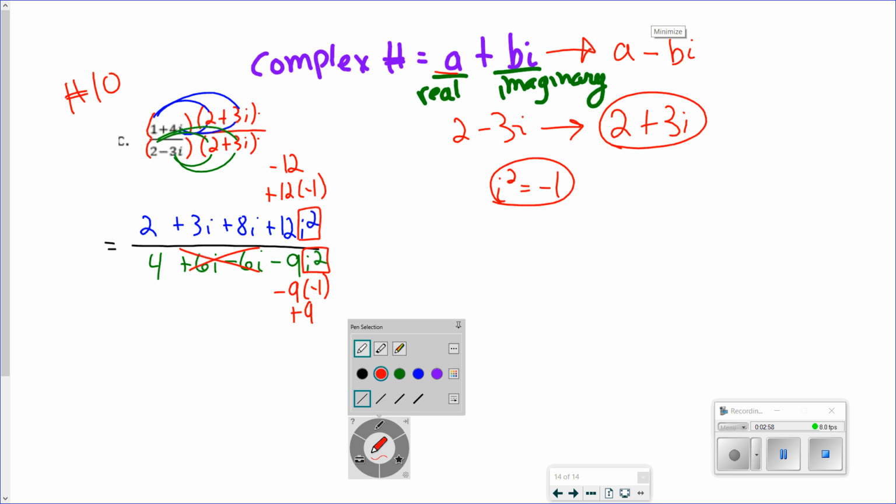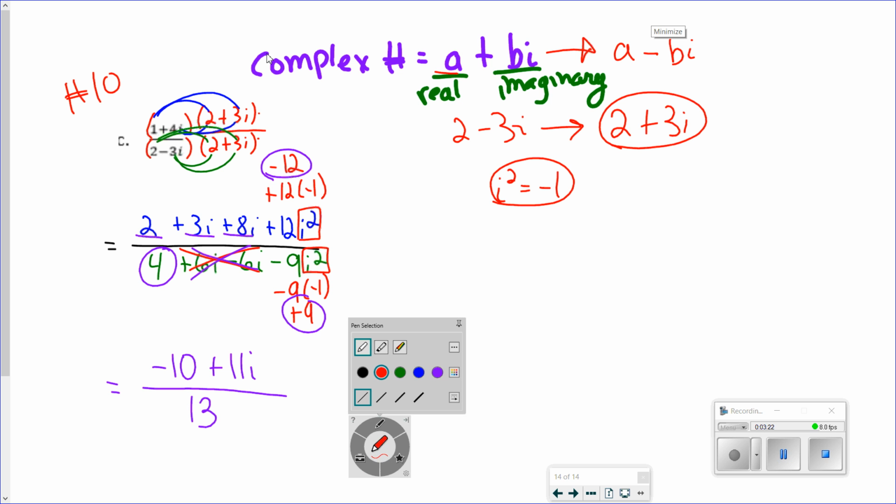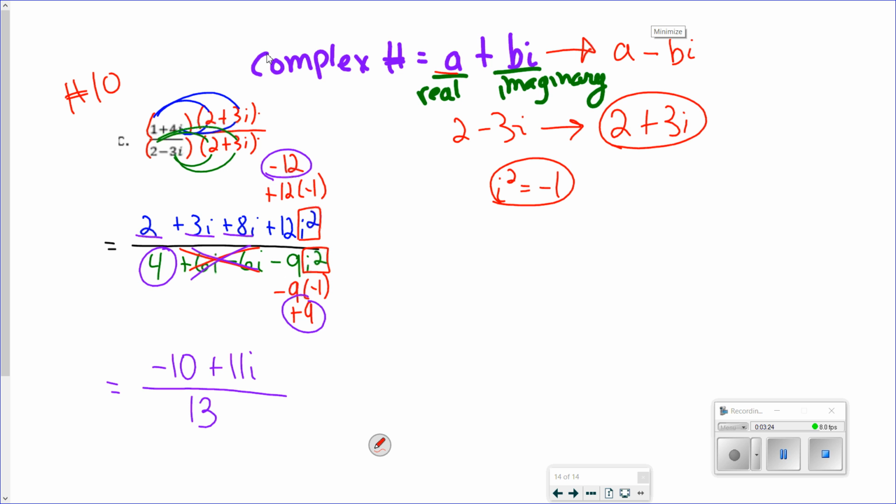So when I'm combining together my like terms, in my numerator I have 2 minus 12, which is negative 10. And then I have 3i plus 8i, which is plus 11i. In the denominator, the imaginary part's canceled. I have 4 plus 9, which is 13. Then we have to go one step further and divide the 13 into both parts.